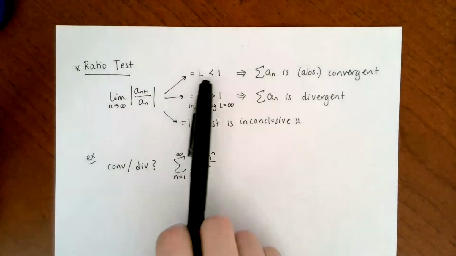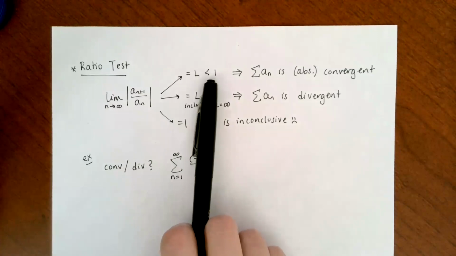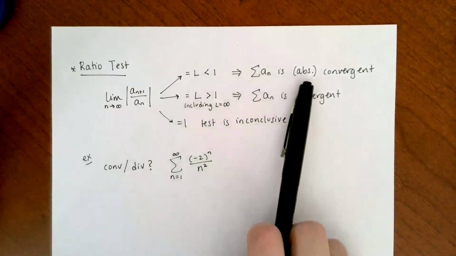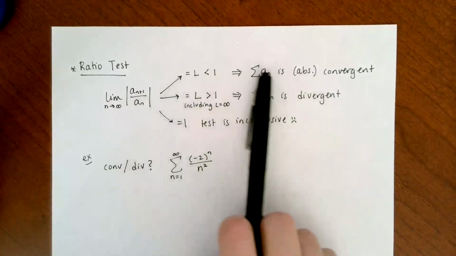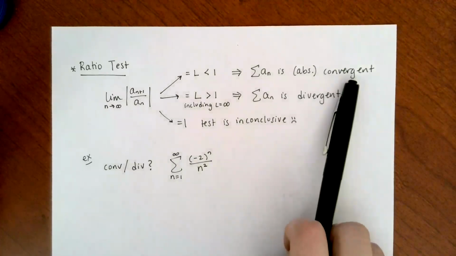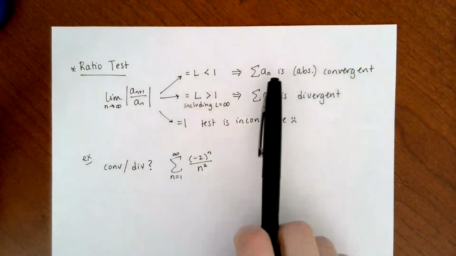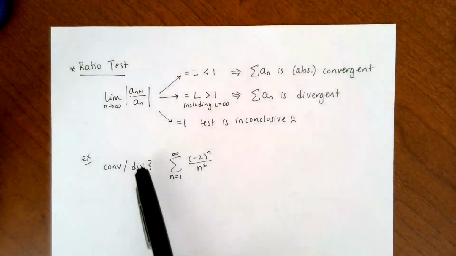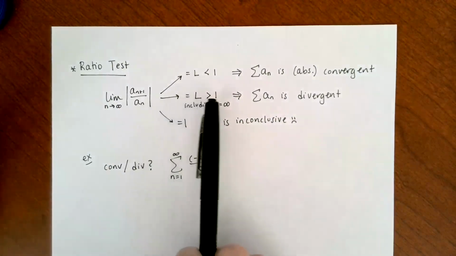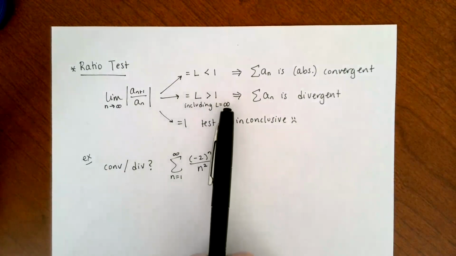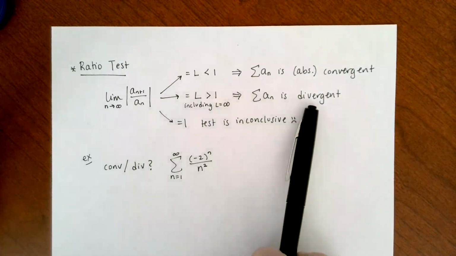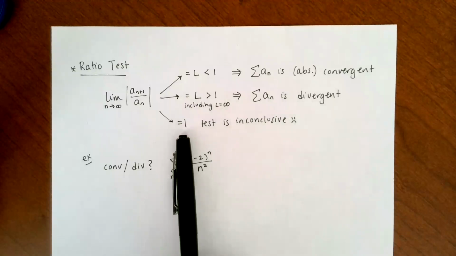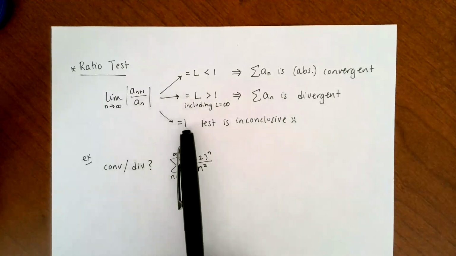So if you get a number that's less than 1, including 0, then the series that you started with is absolutely convergent. If the series started with all positive terms anyways, it's just regular convergence. But if there were any negative terms, you have an automatic straight path to absolute convergence. If this comes out to a number greater than 1, including the infinity case, then you would conclude your series is divergent. And the only time the test is inconclusive is if this limit comes out to exactly 1.